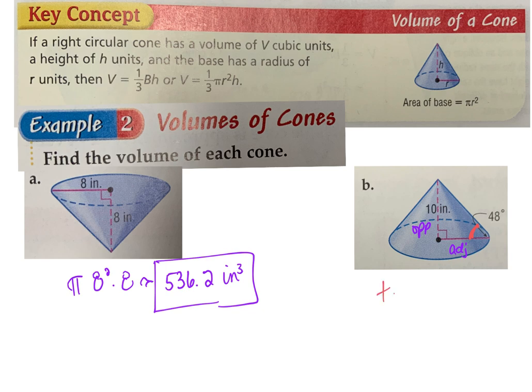Tangent. So the tangent of 48 equals 10 over what I'm solving for. That means I'm going to, in my calculators, do what? 10 divided by the tangent of 48. That is my radius, right? So I square that, pi r squared times the height. And then you can round it at the end. You can actually put all that in.